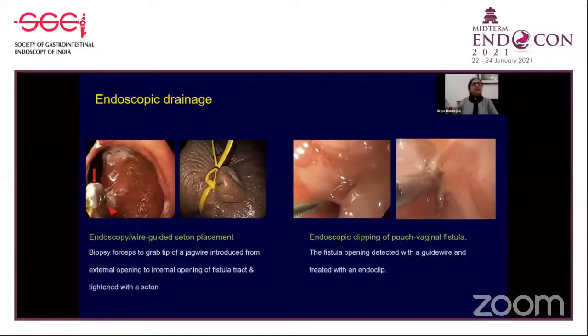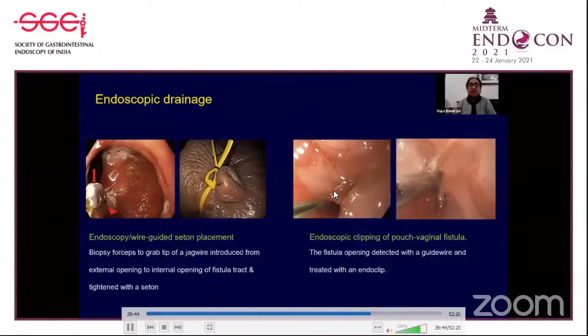Similarly, nowadays endoscopic drainage has been attempted for fistulas via guided seton placement. You use a biopsy forceps to grab the tip of the guide wire introduced from the external opening to the internal opening of the fistula tract and tighten it with a seton.